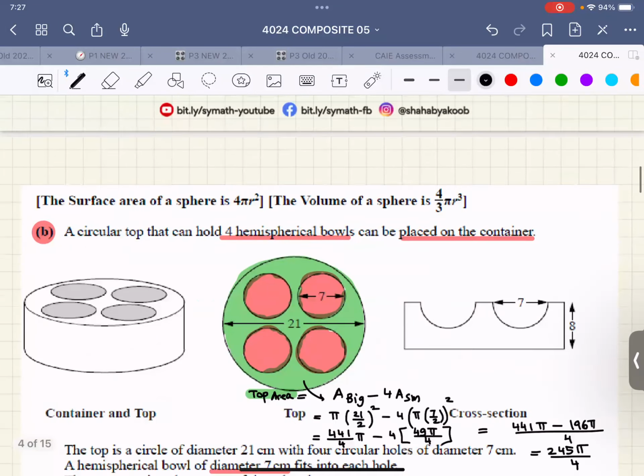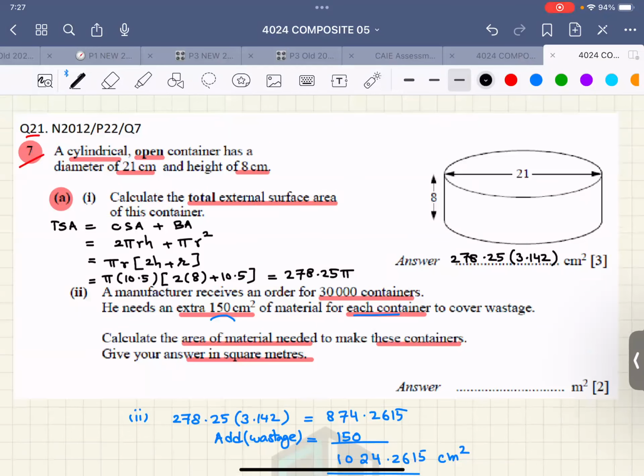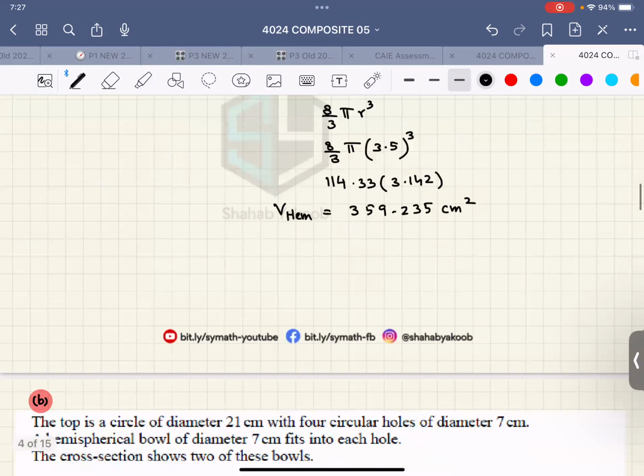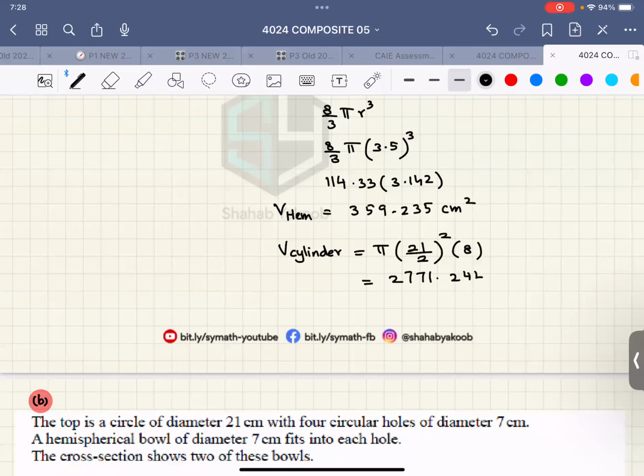But it's all about the cylindrical container. Do we have the volume? No, we did not calculate it. We can calculate now. So now volume of cylinder is pi r square, that is 21/2 into h, which is 8. Let me evaluate this. 10.5 into 10.5 into 8 into 3.142. This comes out to be 2771.244.